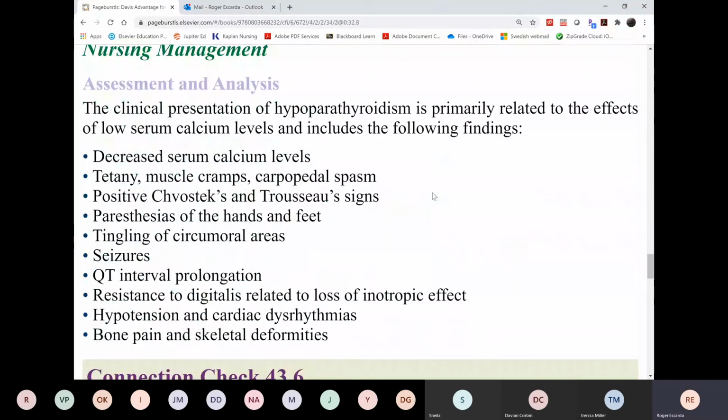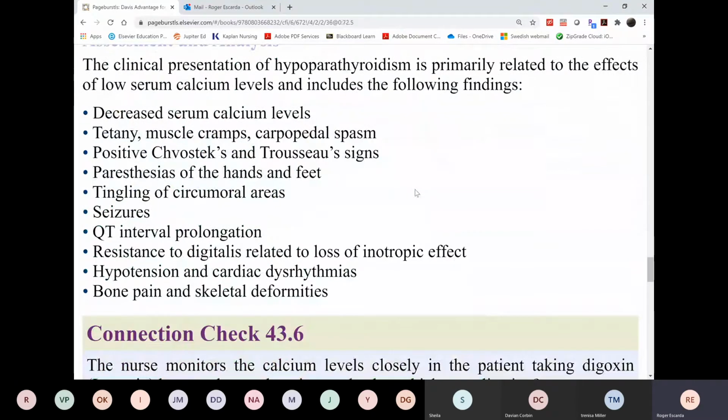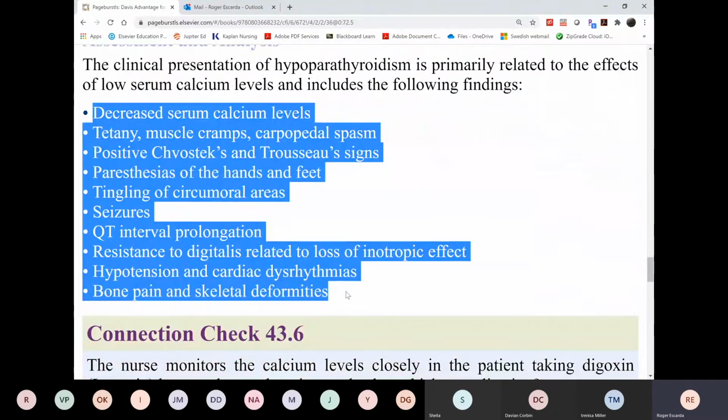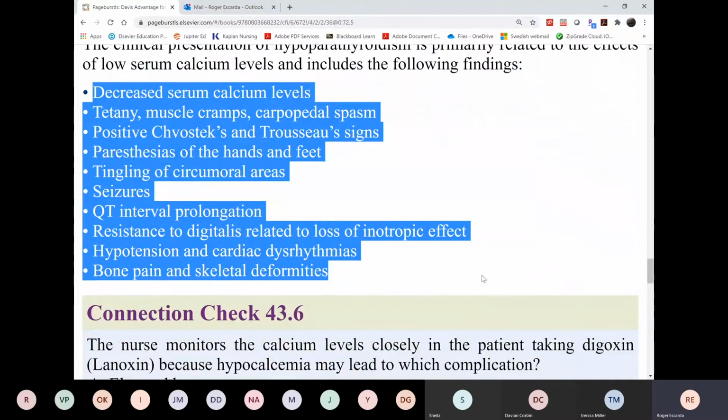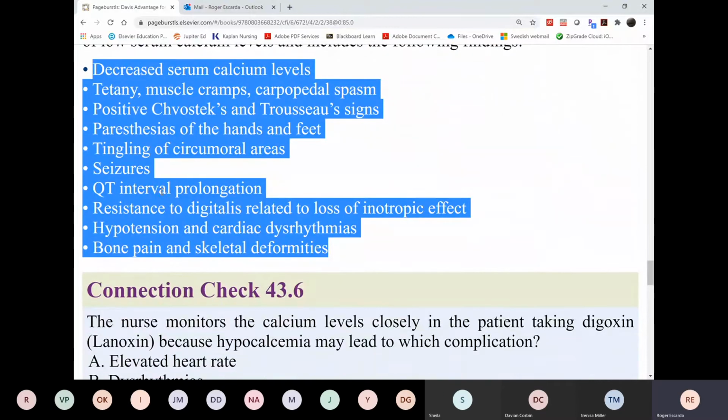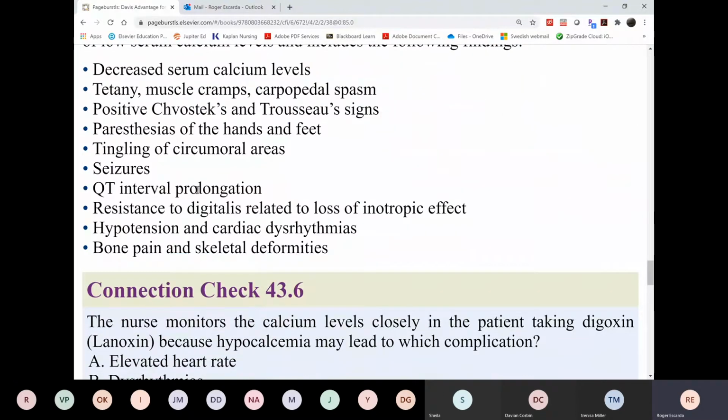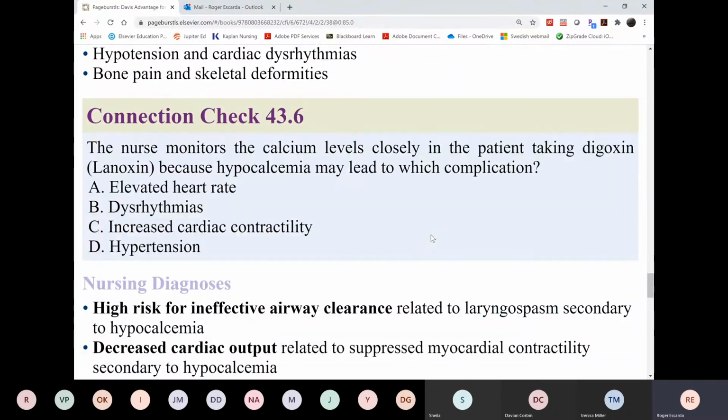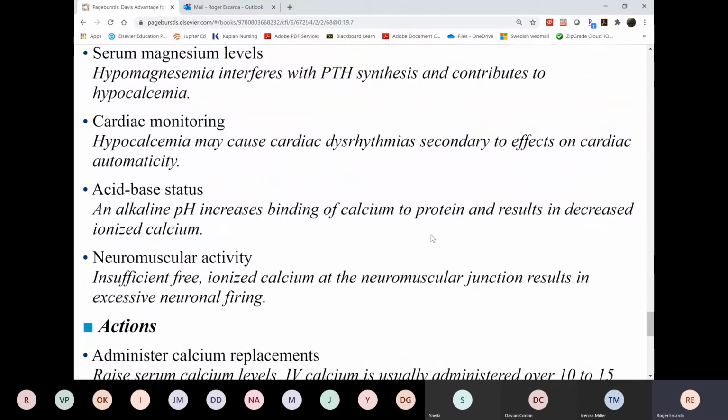And these are your nursing assessments. So this is a summary of all your possible signs and symptoms. You can skip the ECG changes because we haven't done dysrhythmias yet. So we'll come back and test that later when we do module 8. And these are your interventions here.